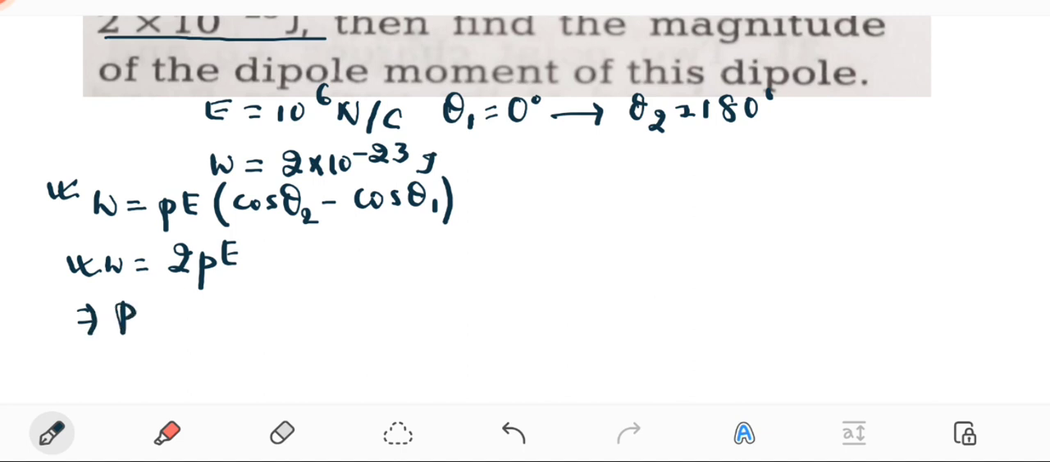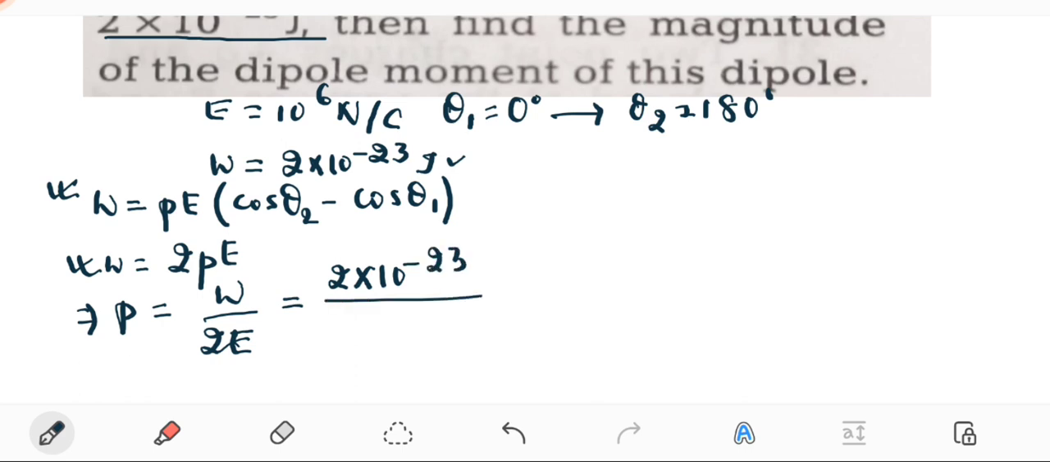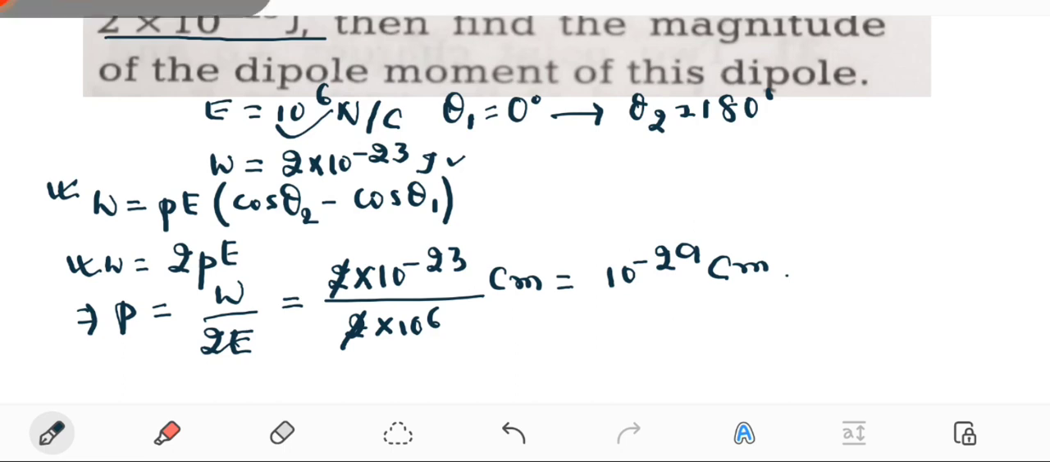Therefore the dipole moment is equal to work done upon twice of E. The value of work done is given, that is 2 into 10 to the power minus 23, divided by 2 into E. The value of E has also been given, that is 10 to the power 6 Newton per Coulomb, which gives 10 to the power minus 29. This 2 and 2 get cancelled. The unit is Coulomb meter. So this is how you will be solving such questions. Let's move to the next question now.